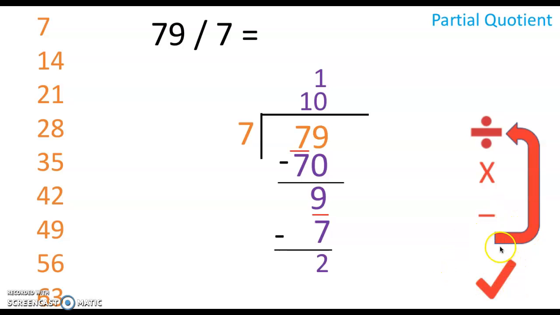Then we'll repeat. But do we have any place values to repeat to? Nope, we already used the ones place. So now we need to check. Is 2 smaller than 7? Yep, so we know that's our remainder. We find our answer by looking right here, which would give us an answer of 11 with a remainder of 2.